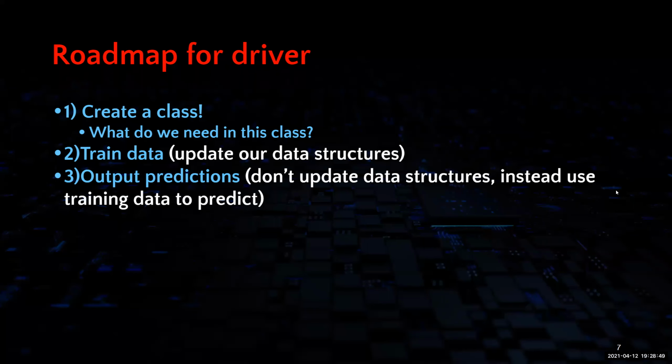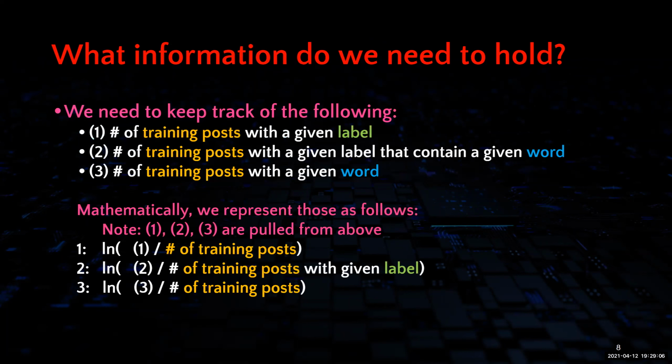Honestly, this project isn't that time intensive. It's about 300-ish lines in length, so it's not like a huge eyesore to take care of. So first thing to talk about here is, what do we actually need to take care of? What information do we need from our training posts? What do we need to keep? So there are 3 things we have to keep track of.